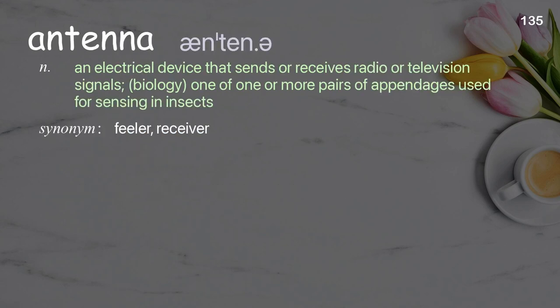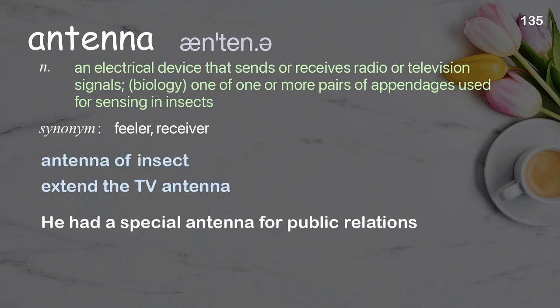Antenna. An electrical device that sends or receives radio or television signals. Biology. One of one or more pairs of appendages used for sensing in insects. Examples: Antenna of insect. Extend the TV antenna. He had a special antenna for public relations.